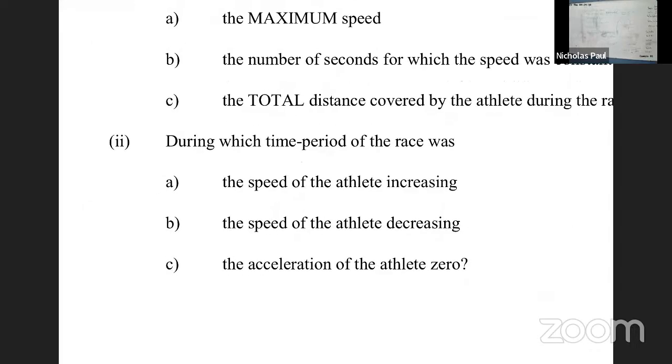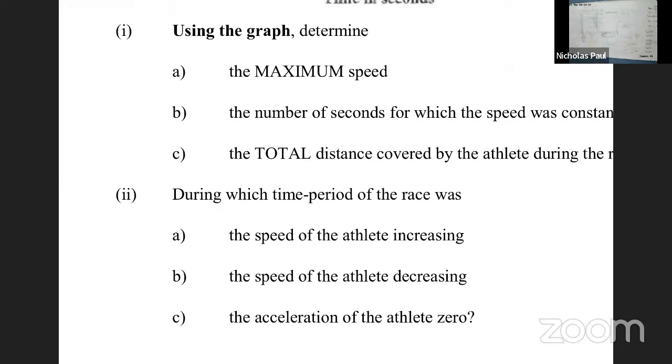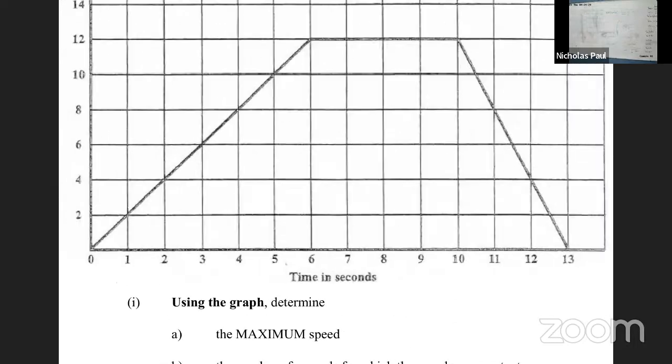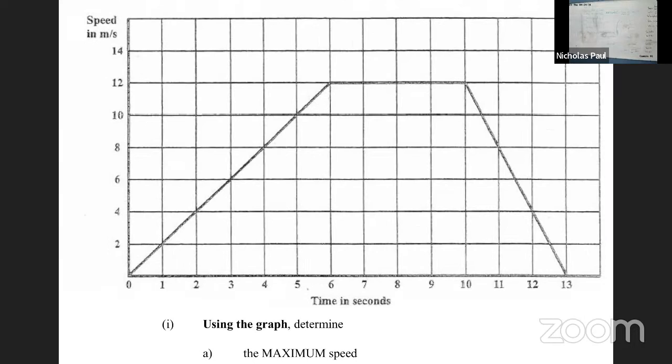Right. Part 2. During which time period of the race was the speed of the athlete increasing? So look at the graph. During which period was the speed increasing? From where to where? From the first part, but what time? From 0 to 6 seconds, right?